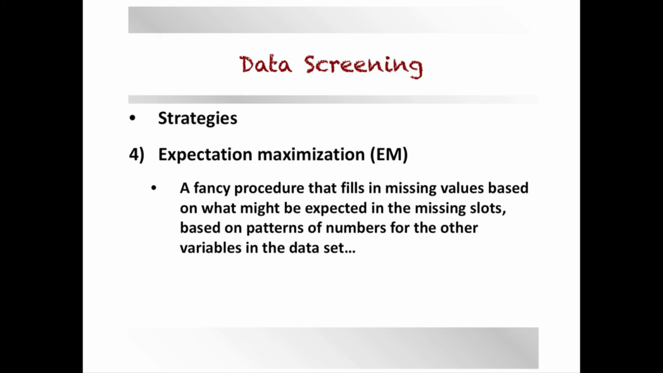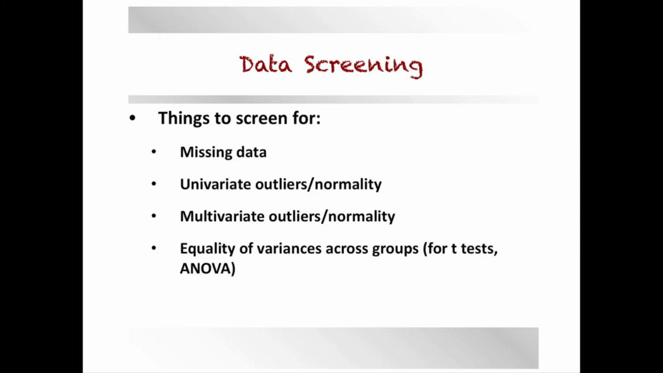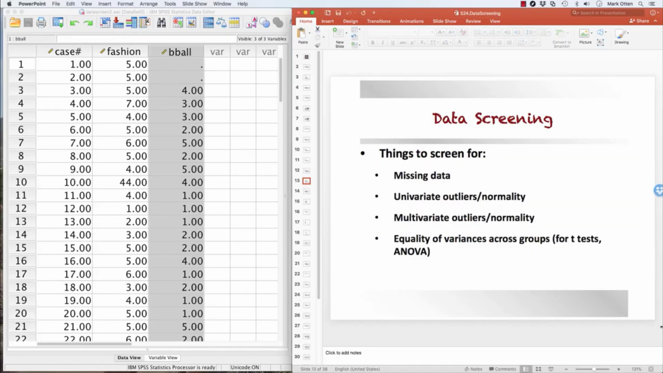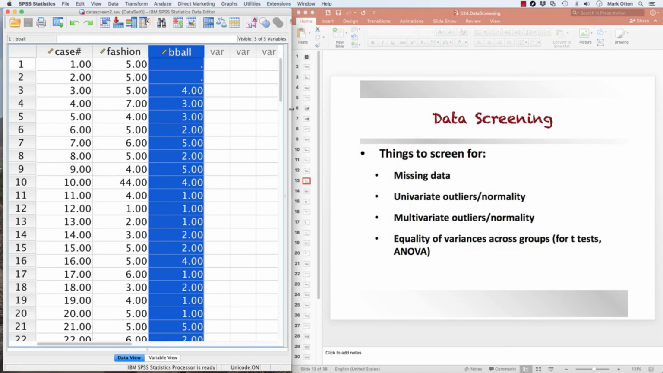And so it's sort of like a machine learning kind of way to fill in missing data rather than relying on personal knowledge, which would have been number 2. And it's also a more fancy version of number 3, which was the mean substitution. Okay, so before we get to the next round of things to screen for, let's go ahead and do this missing data stuff for our particular data set here.